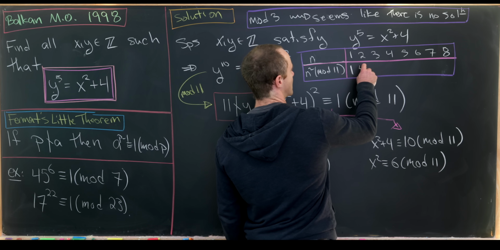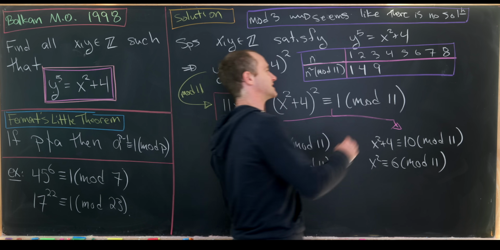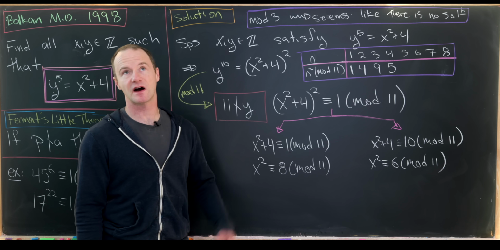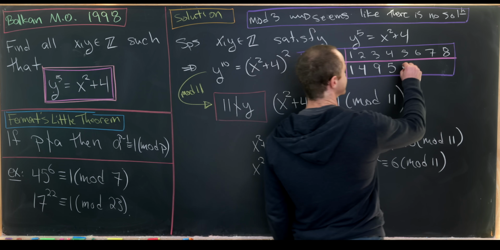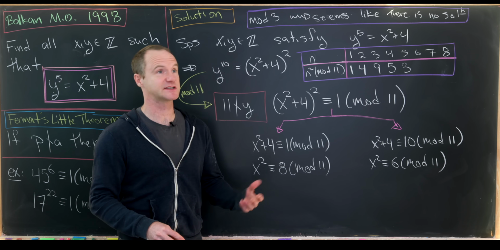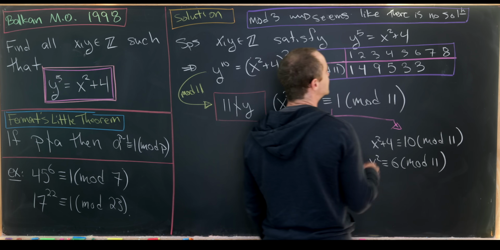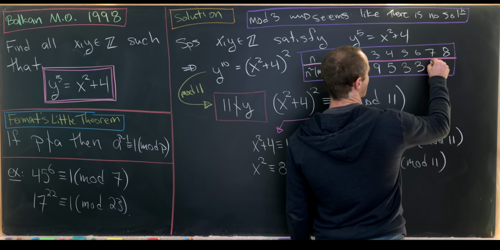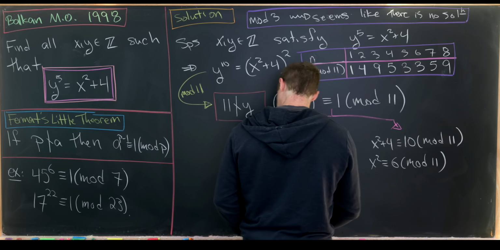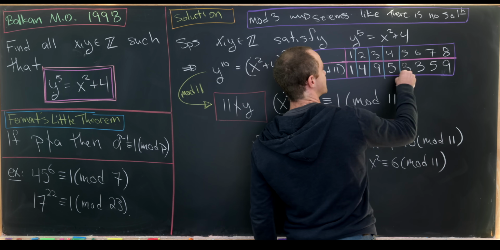Okay, so 1 squared is 1, 2 squared is 4, 3 squared is 9, 4 squared is 16, but 16 is 5 mod 11. 5 squared is 25, which is 3 more than 22, so this is 3 mod 11. 6 squared is 36, but that's 3 more than 33, so that's going to be 3 mod 11 as well. 7 squared is 49, that will give us 5. 8 squared is 64, that will give us 9. So as you can see, we have this kind of repetition built into this chart.